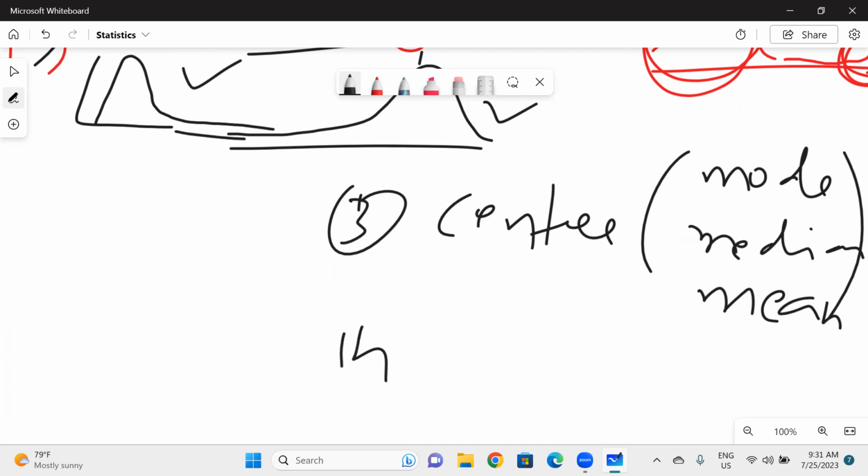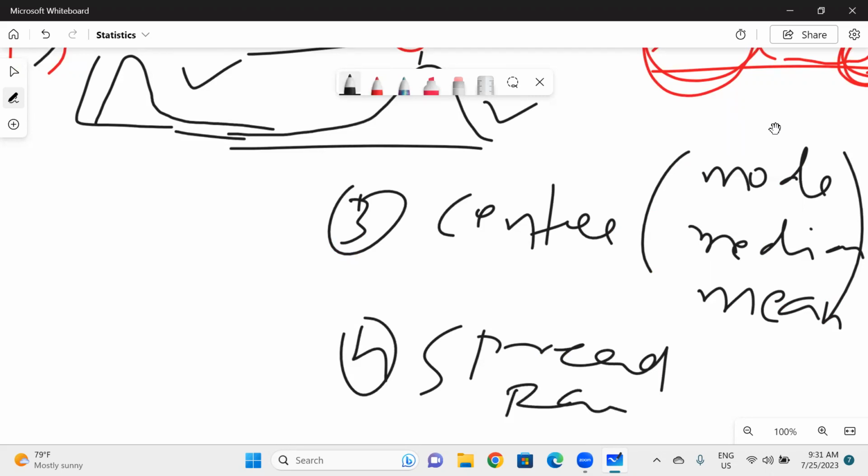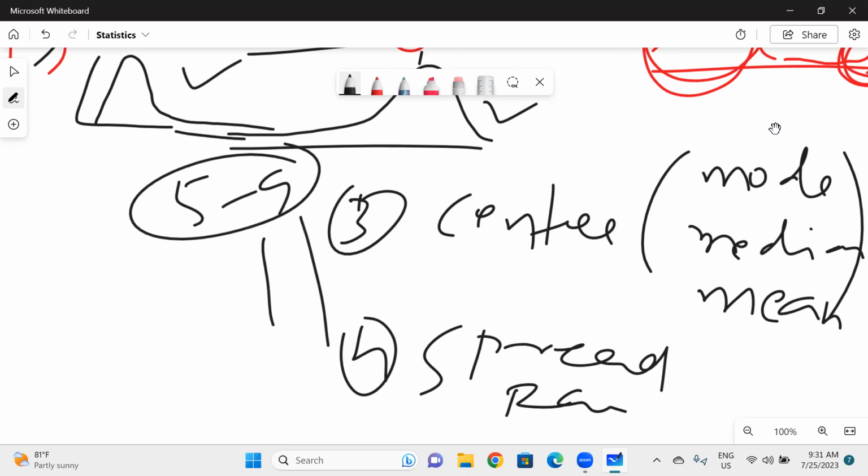And the next one is the spread. When you're talking about spread, we have parameters like range. Range in the sense that here the data is 5, 6, 7, 8, 9, right? So 5 to 9, this is the range of the data. And min, max, and interquartile range, IQR. We have various spread metrics like range, IQR, standard deviation, variance. Those are the things we can talk about for the spread.